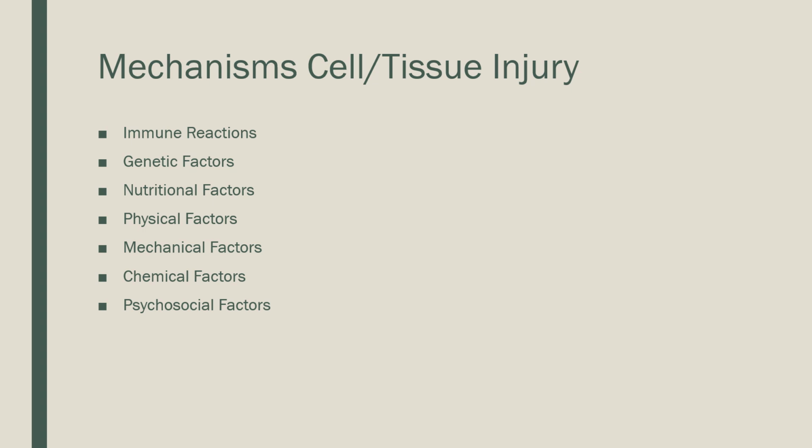Mechanical factors such as repetitive stress can lead to injuries like tendinitis. Prolonged poor posture can weaken tissues. And controlled stress, such as exercise, strengthens muscles and bones. Chemical factors include toxins and drugs that can damage cells. Some chemicals become harmful after metabolism, such as excessive acetaminophen, which can lead to liver damage.